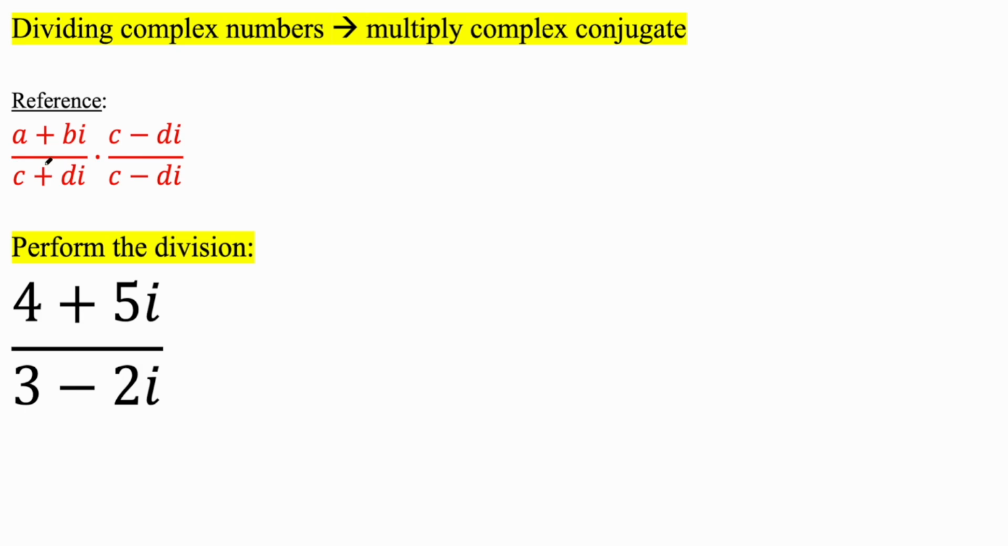And in order to divide this, what we do is we multiply by c minus di divided by c minus di. So c minus di divided by c minus di, that's just 1, so we're not making any actual changes. And once we do that, we'll see something special. So let's just do this problem and try it out.